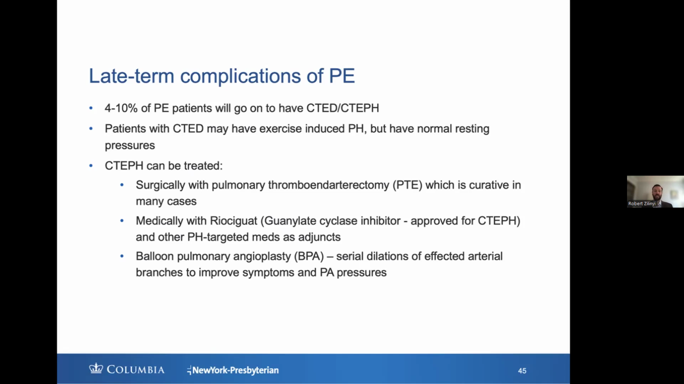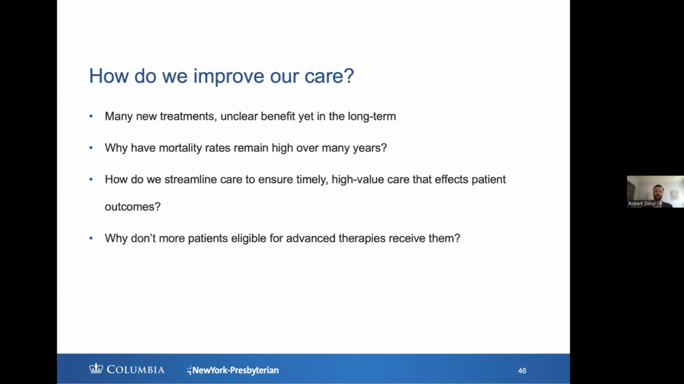There are medical therapies that we have available as well, with riociguat, which is the only current FDA-approved medication for CTEPH in the United States. This is a guanylate cyclase stimulator. There are other targeted PH medications that can be used as adjuncts as well. And finally, over the last 15 years, there's been development of a catheter-based procedure called balloon pulmonary angioplasty, which involves serial dilations of affected arterial branches to improve symptoms and PA pressures. There's no randomized head-to-head data comparing surgery with BPA, but the outcomes are quite good in patients who either have recurrence, distal disease, or are not surgical candidates.